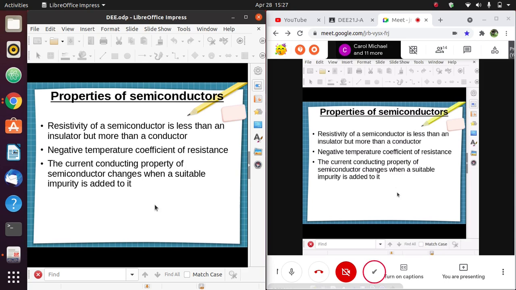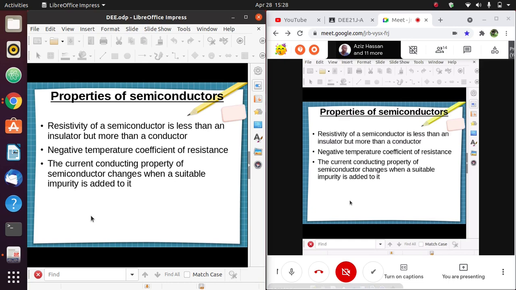Now, some of the properties of a semiconductor is, as I have mentioned before, that its conductivity lies between that of a conductor and an insulator, depending on the application. For intrinsic semiconductors, their conductivity and resistivity is purely dependent on temperature. So if I increase the temperature of that semiconductor, then the conductivity also increases. If I reduce the temperature, then the conductivity reduces for the intrinsic semiconductors. Okay.